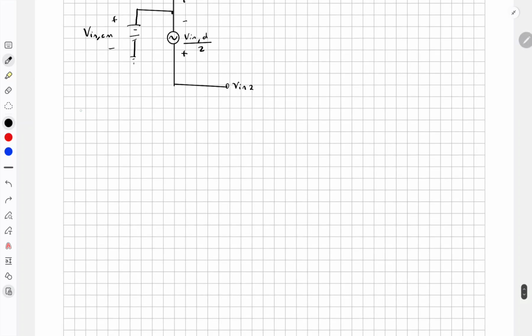Let's talk about the characteristics of an ideal op amp.